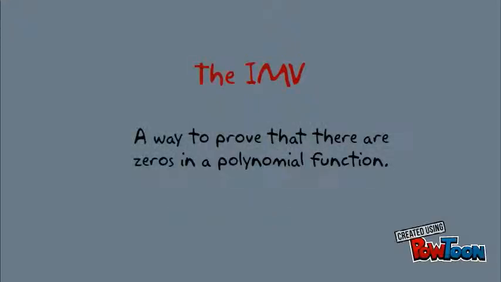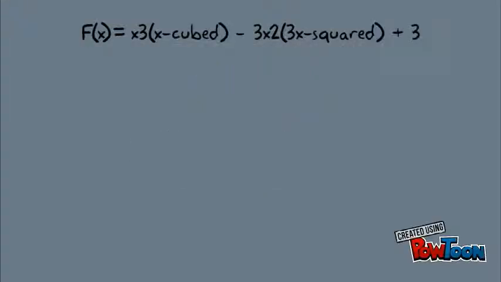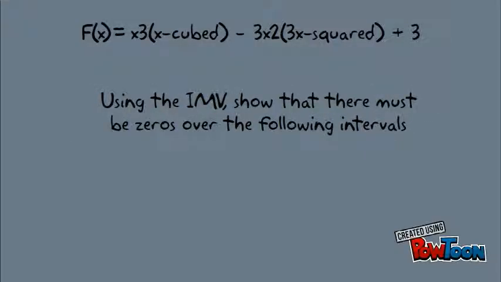First off, the IMV is a way to prove that there are zeros in a polynomial function. In other words, the IMV finds the polynomial's x-intercepts. Let's start with this equation. f(x) = x³ - 3x² + 3. Using the IMV, show that there must be zeros over the following intervals: -1 to 0, 0 to 1, and 1 to 2. There are several steps to solving the IMV.